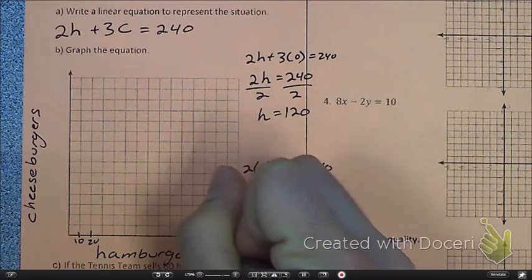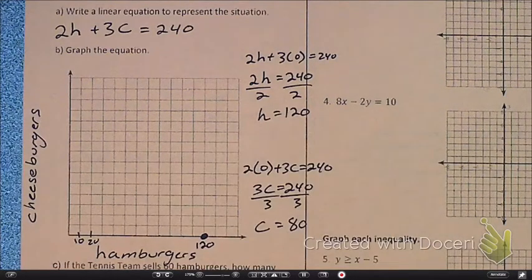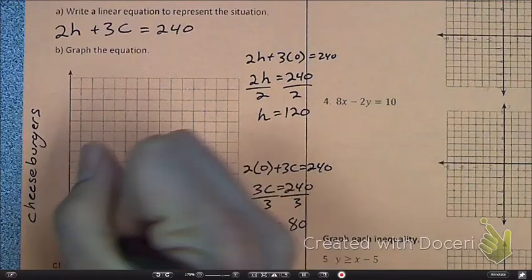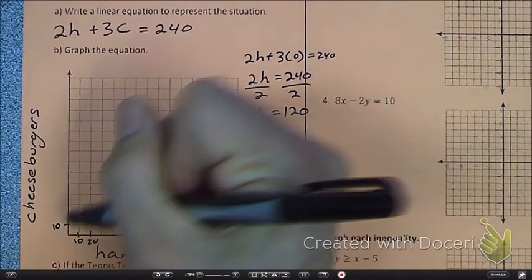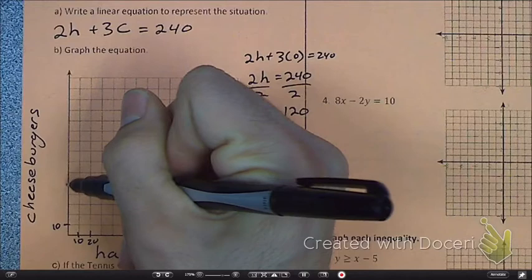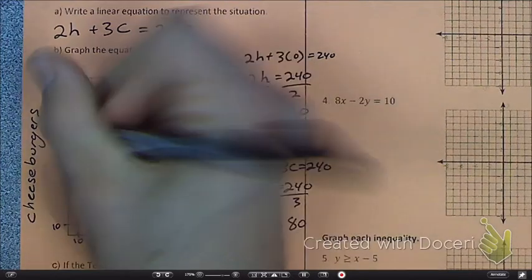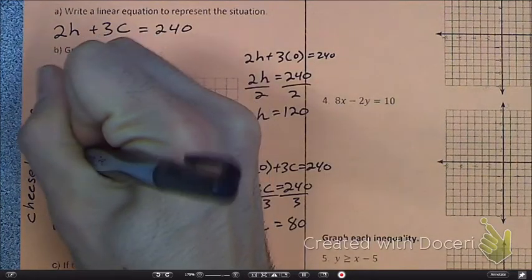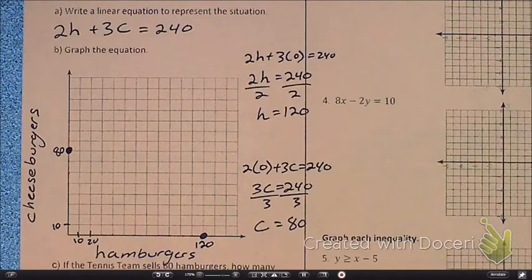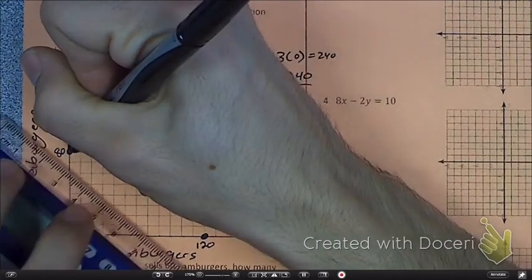So I put a dot here at 120. For cheeseburgers, I'm counting by 10 as well: 10, 20, 30, 40, 50, 60, 70, 80. What is next? Connect them. Draw a line through it.